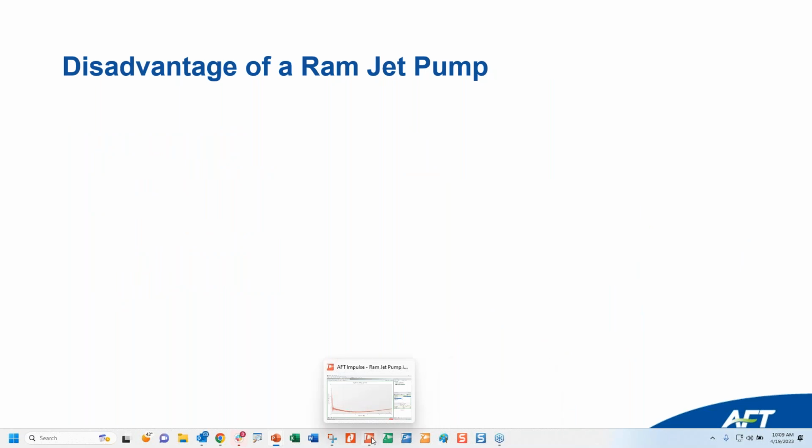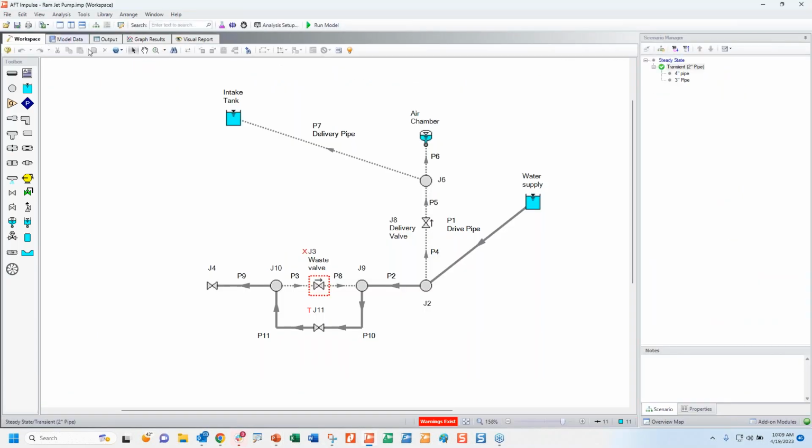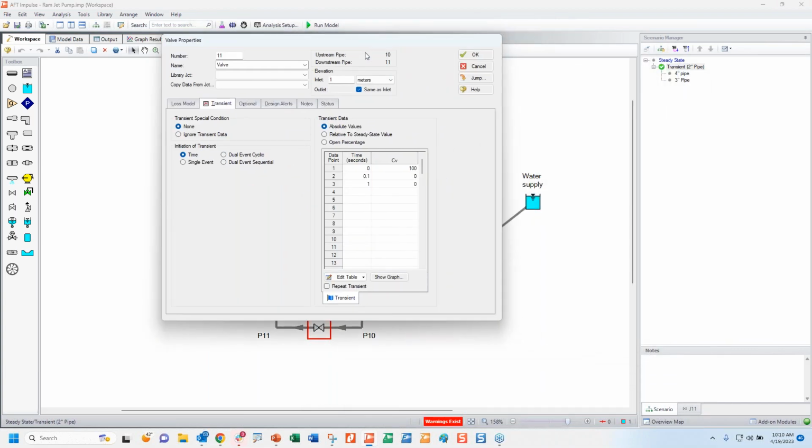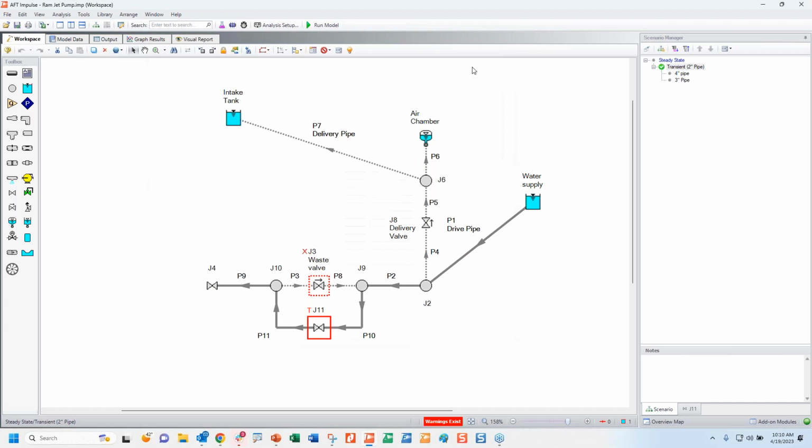So I'm going to bring up the Impulse model. Let's see the transient for the initial flow. We can see that I closed it in 0.1 second. So initially, the water flows through the delivery pipe, through the bypass, and then it slams shut, and it's going to build pressure here. What we're going to see is the waste valve and the delivery valve, which are check valves, closing and opening, the water flowing, and the air in the air chamber being compressed, going in batches to the delivery pipe.